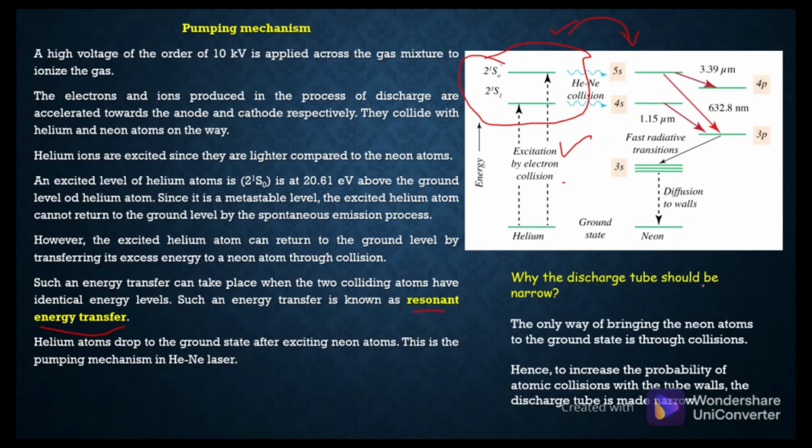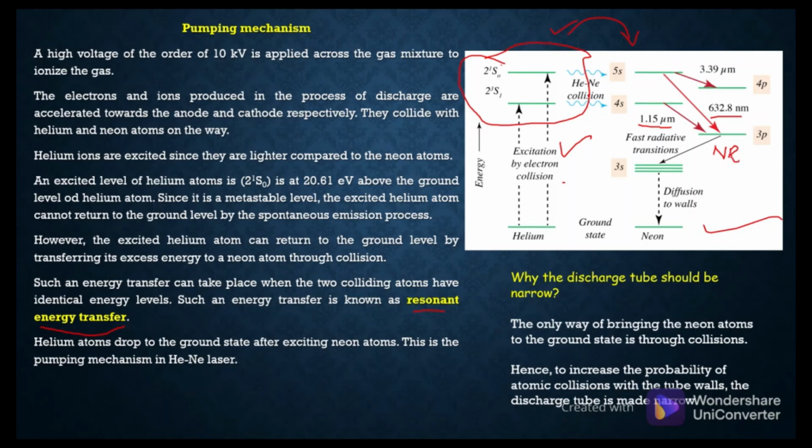From their excited levels, these atoms can come to the level 3p and then to 3s, and then they can come down to the ground level. The transition from the 5s or 4s level of the neon atom to the energy level 3p will be radiative in nature. They can emit light radiation or laser radiation with wavelength 632.8 nanometer or 1.15 micrometer, and later from 3p they can come through a non-radiative process to the energy level 3s. So this will be a non-radiative transition only.